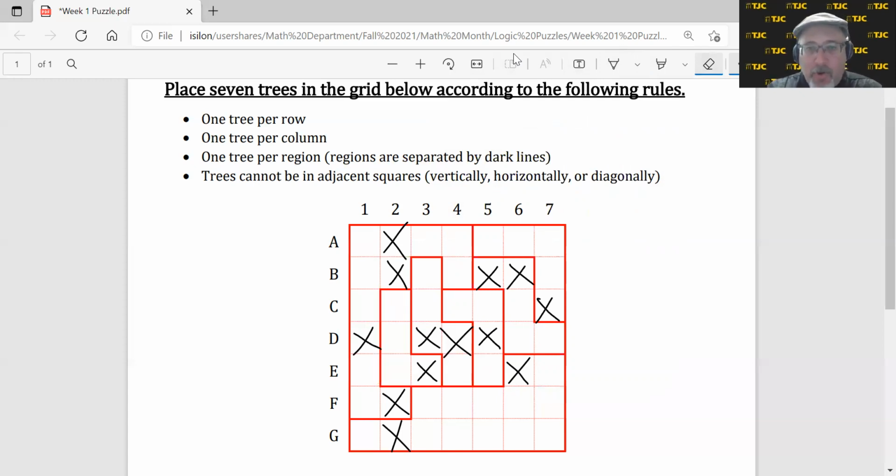All right, so we got quite a few X's, but we still have a ways to go. Let's see if I can find any other tricks here. Yes, I cannot have a tree in F3. Why can't I have a tree in F3? Because it would take out E4 by adjacency, C3 and B3 by the same column. And now that region where I just put those check marks no longer has room for a tree.